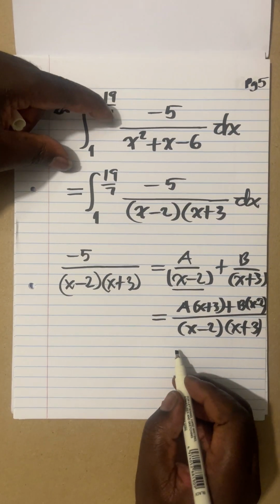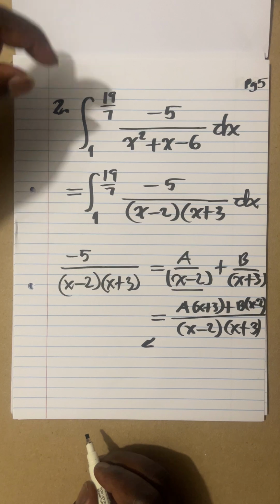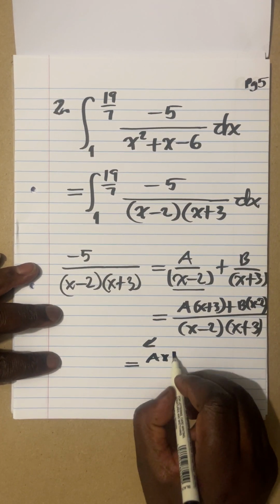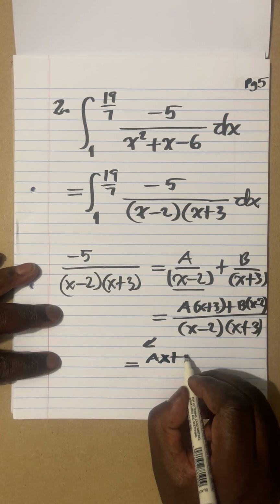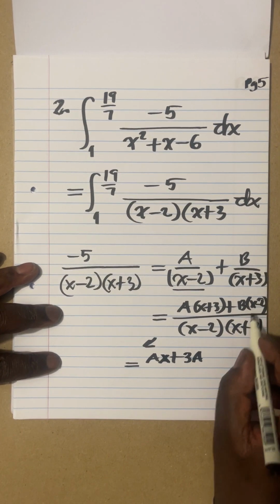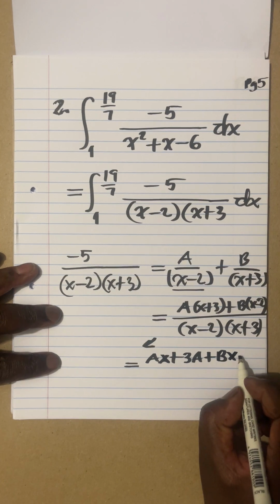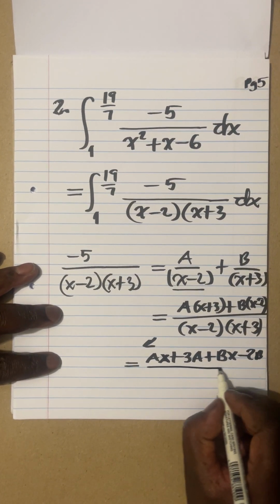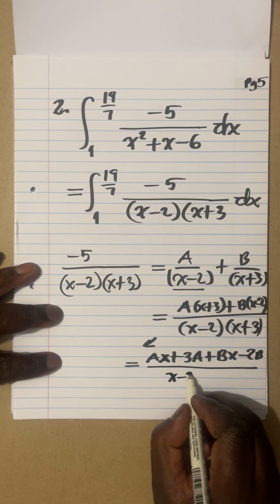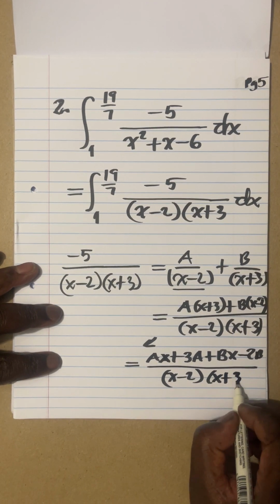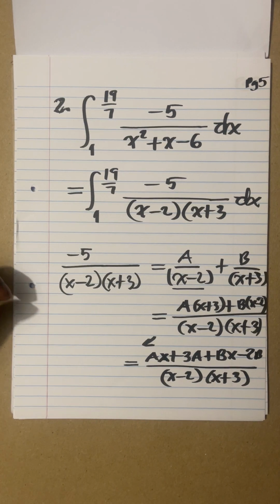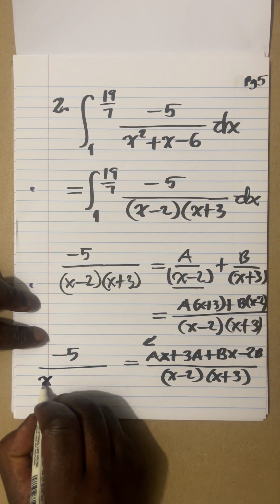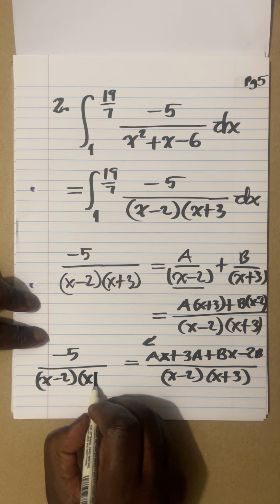Now, let me move backwards a little bit because of space, and I'm going to expand the numerator. So now I have ax plus 3a, and then I have bx minus 2b, all over the denominator. Remember, this is x minus 2 and then x plus 3. Now, so what is this equal to? It is equal to minus 5 all over x minus 2 and then x plus 3.